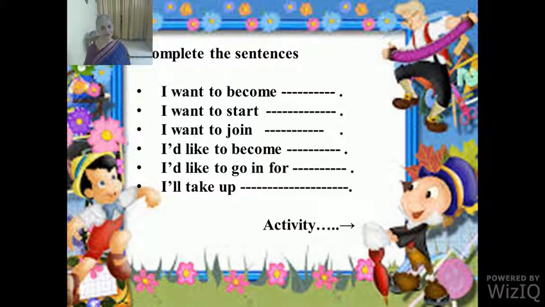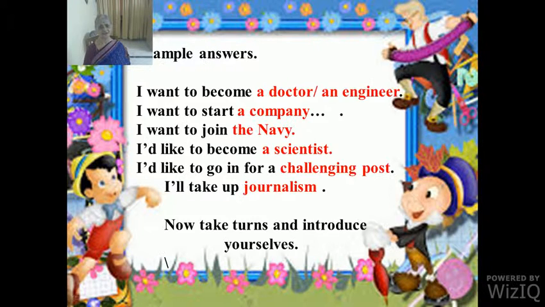So now let us just see how we are going to complete these sentences. I want to become an engineer. I want to start a business. I want to join the army. I'd like to become... I'd like to go in for. I'll take up. Now I would just like you to think of these sentences and think of sample answers and try to make sentences of your own.